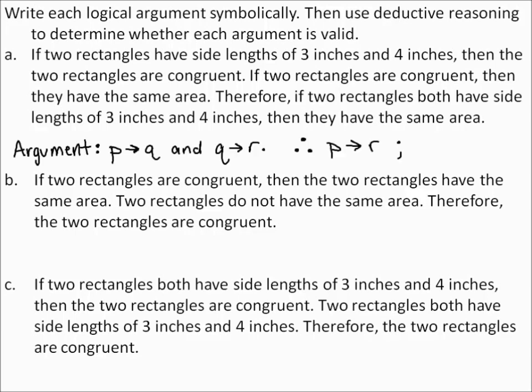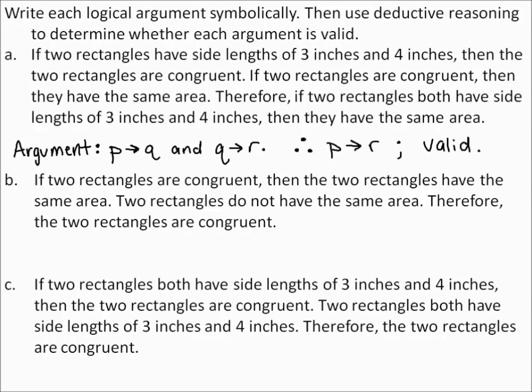The argument is if P then Q, and if Q then R. Therefore, if P then R. If P then Q is a true statement, and if Q then R is a true statement. By the law of syllogism, if P then R is a true statement. So the argument is valid.